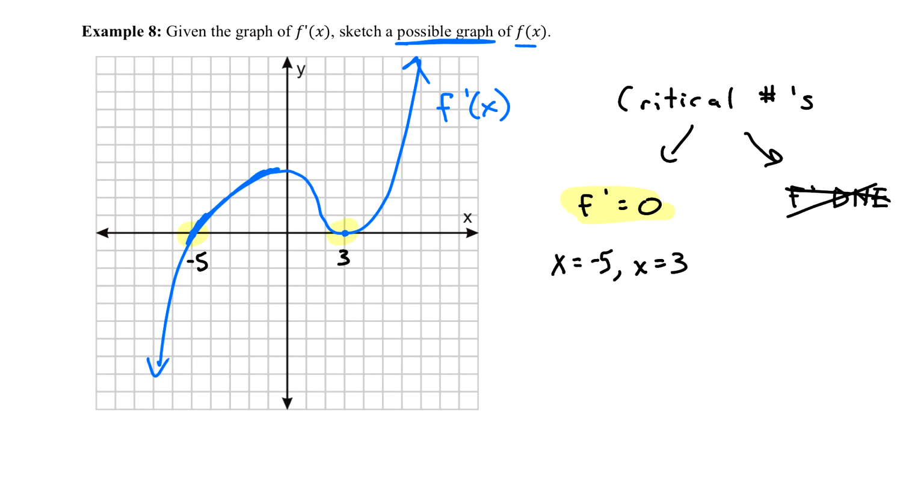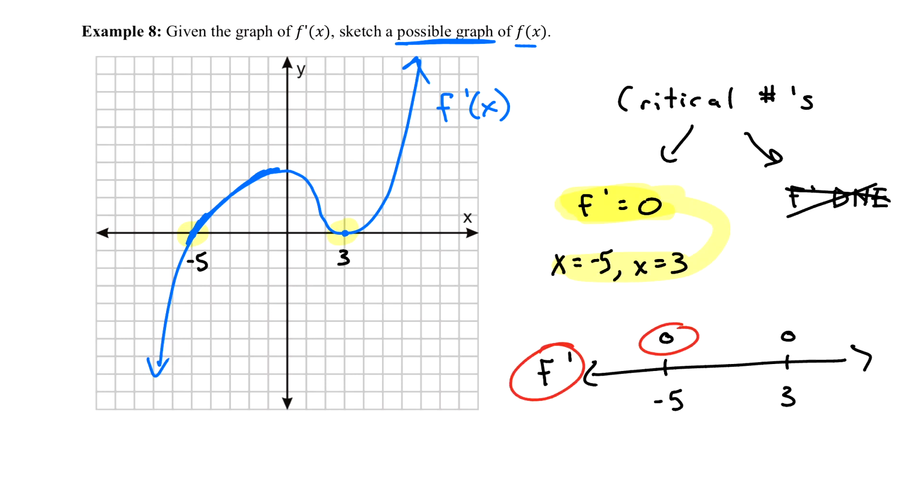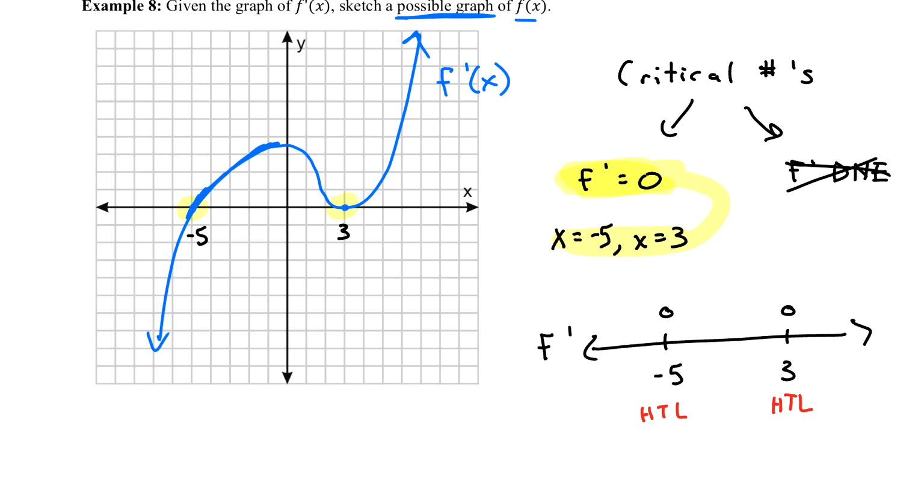So that's great. And we think about, okay, what did we do next after we found our critical numbers? Well, we made a little number line to help us. We said, here's f prime, and we'd say, here's -5, here's 3. And remember, we found these by taking the derivative and setting it equal to 0. So I'm going to put a little 0 above each of those, and that's going to be helpful because remember, when the derivative is equal to 0 at those points, that means that I have a horizontal tangent line at those two x values.